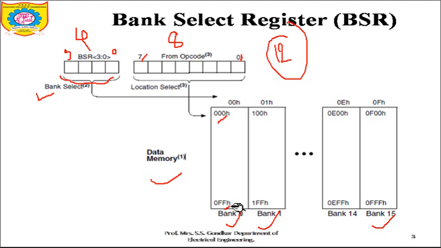In similar terms, which will be the highest bank? Obviously bank number 15 will be the highest bank, and it will have the addresses from F00H to FFFH. In between you can also see all the banks, because I told you about bank number 0 and bank number 15.